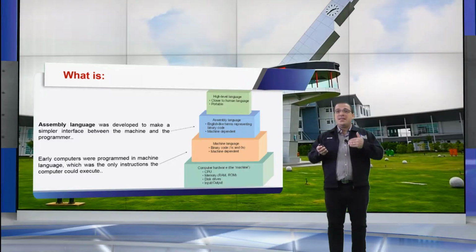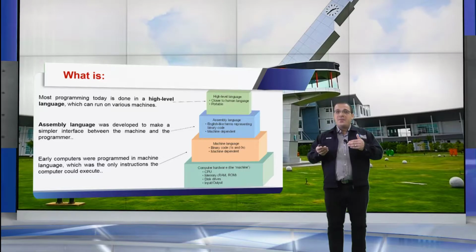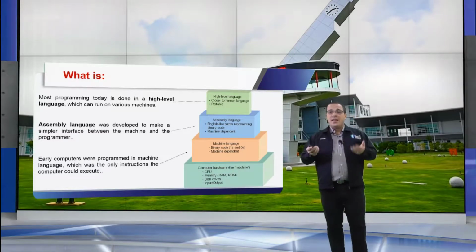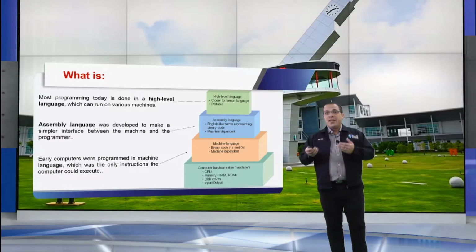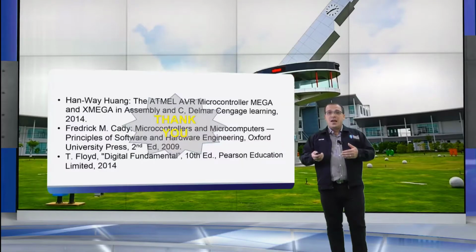To make things easier and easier, they invented what's called the high-level languages. For example, C and other programming languages like Pascal, Fortran, and Visual Basic. All of these are called high-level languages because they are very close to English. Then there's the program called the compiler, which converts it to something similar to assembly language and then to instructions which the microcontroller or microprocessor can understand.